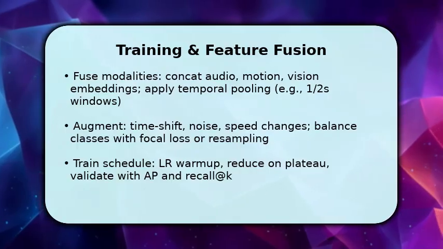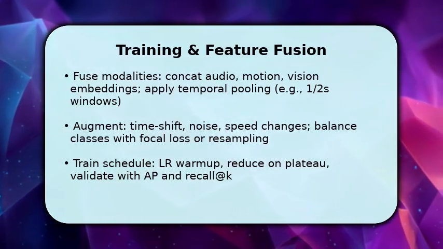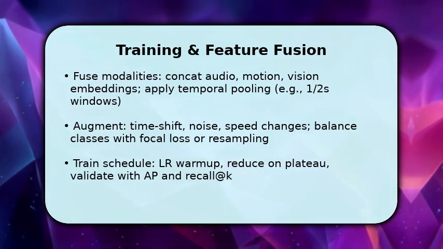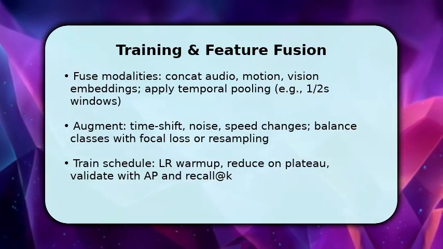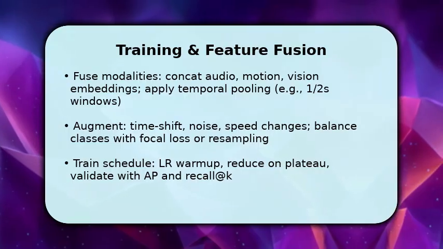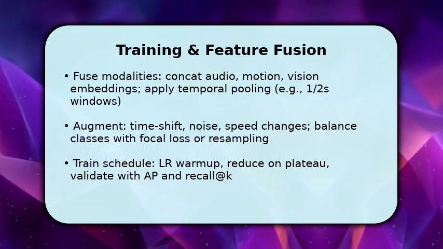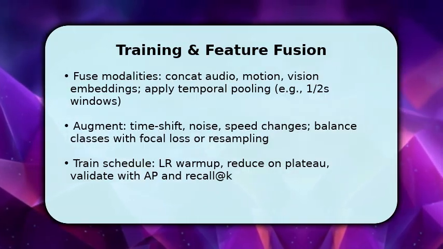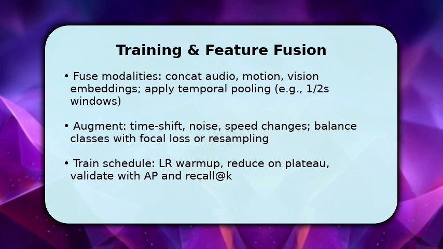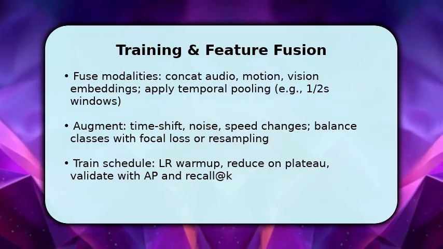Next, focus on multimodal fusion and robust training to lift performance. Concatenate audio, motion, and vision embeddings and apply temporal pooling over half-second windows so short events are preserved. Then augment with time shift, noise, and speed changes, and address class imbalance using focal loss or oversampling. This prevents bias toward non-highlights. Once done, use learning rate warm-up and reduce on plateau, and monitor average precision and recall at top K to ensure the model prioritizes true highlights.